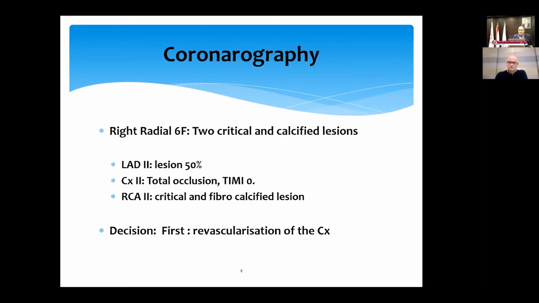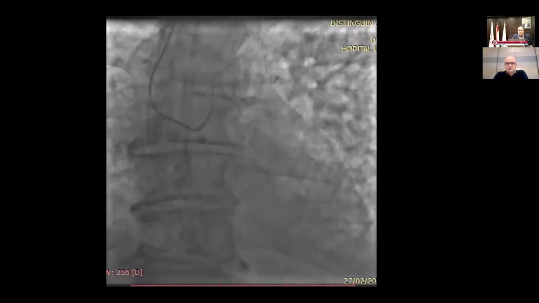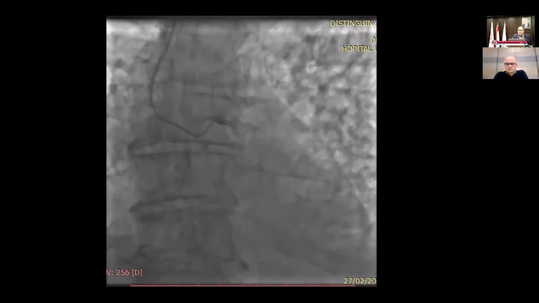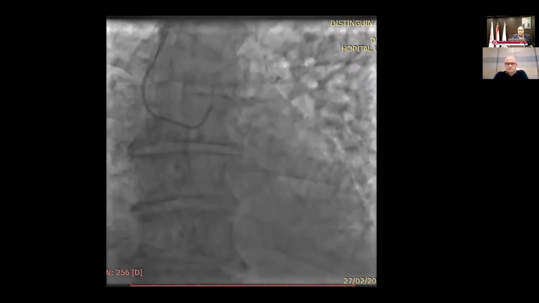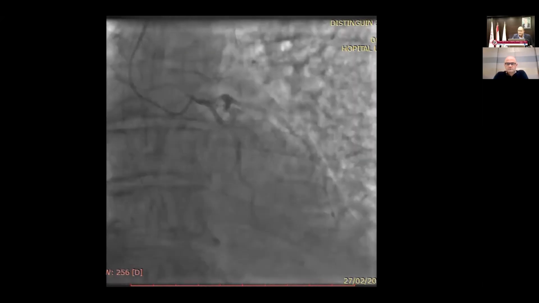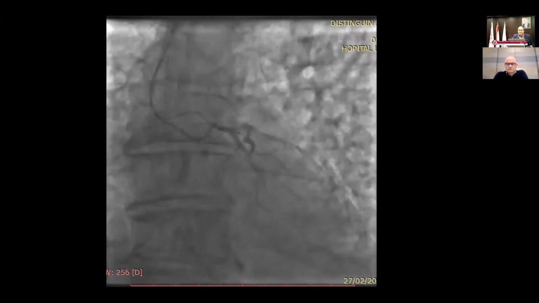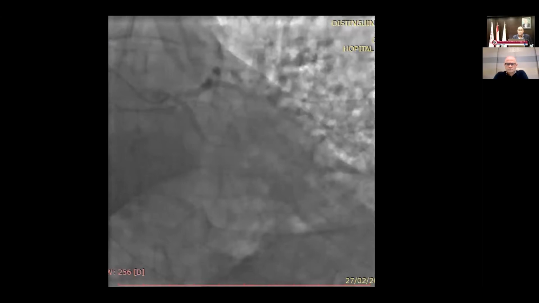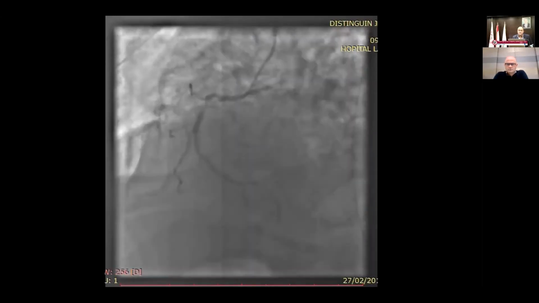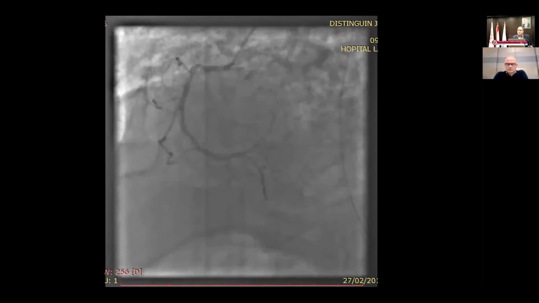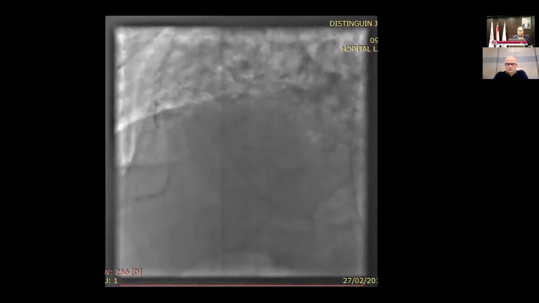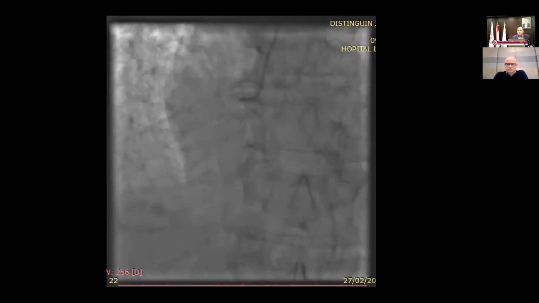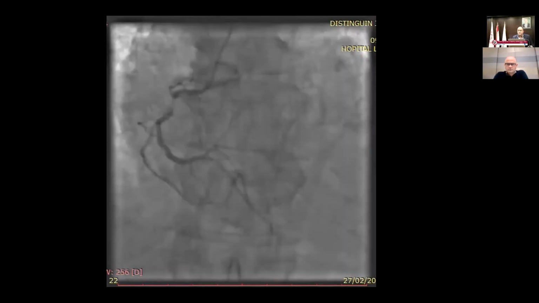I will show you the views for this cardiac catheterization that shows a total occlusion in the mid-circumflex, a borderline lesion in the mid-left anterior descending artery. Here another view for the circumflex, which is totally occluded, probably thrombotic and calcified. And this is the RCA that shows a subtotal calcified lesion in the proximal part of the RCA. Second view in cranial for this RCA with TIMI 3.